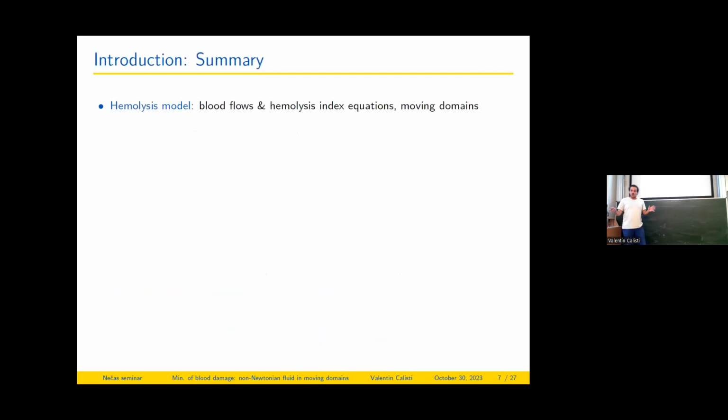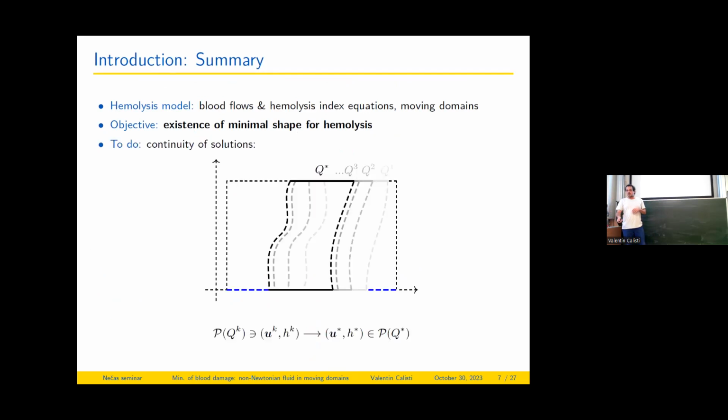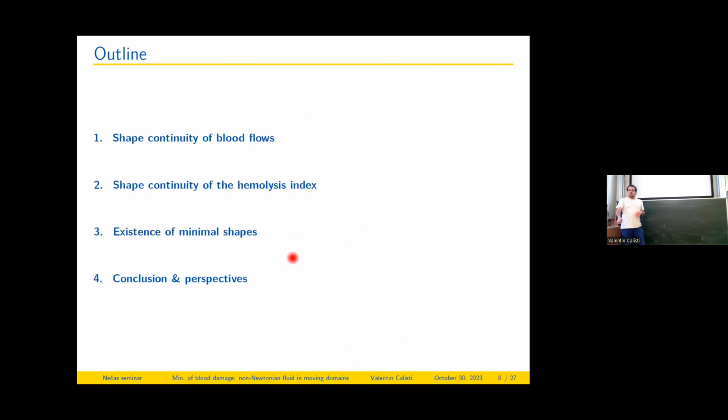So to sum up, what we have is a model of blood flow and hemolysis index in a moving domain. We want to find a minimal shape. And for this, we take a sequence of moving domains, and we just want to show that the associated solutions are continuous and go to the solution of the limit domain. So from it, I can describe the plan, which is quite hard to deduce from this: shape continuity of blood, shape continuity of hemolysis, and then we can conclude. So it's quite straightforward, actually.